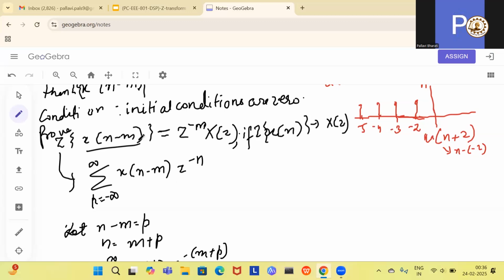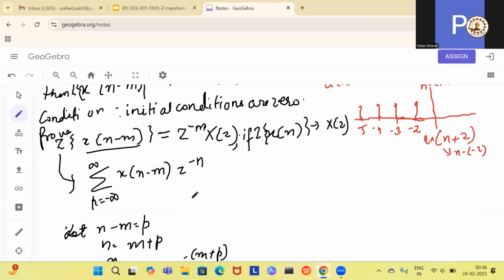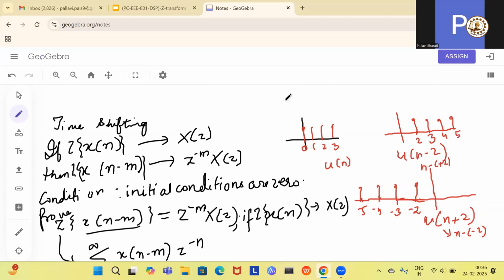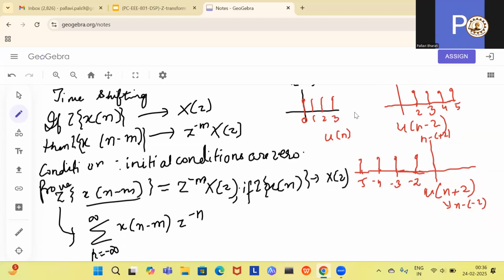My signal is what? The signal has been shifted. The signal is now x of n minus m. Now you are taking the Z transform of this signal, keeping in mind a reference that the Z transform of the original signal x of n was X of z. If you see this figure which I have drawn, this one was my x of n. This is my x of n minus m. Here m is 2, right? So if this one's Z transform is X of z, then this one's Z transform will be z to the power minus m X of z.